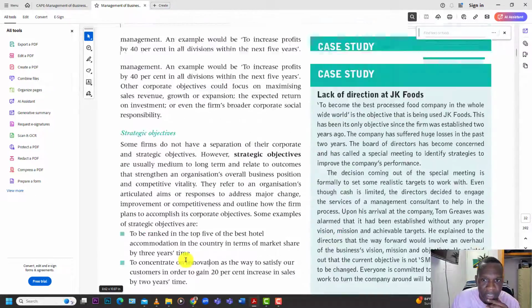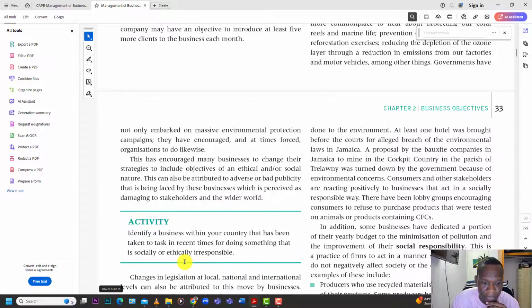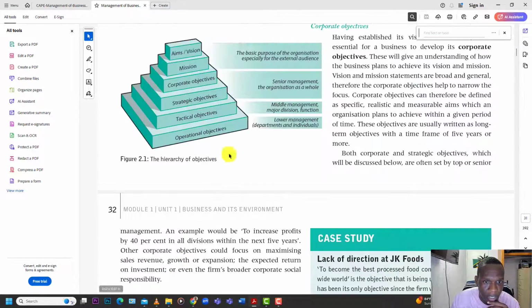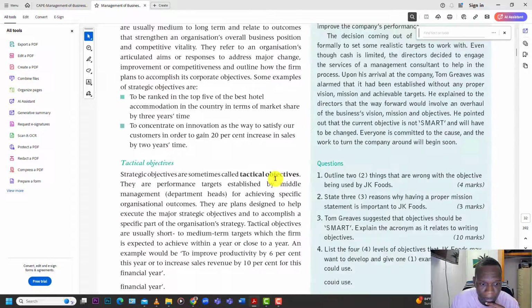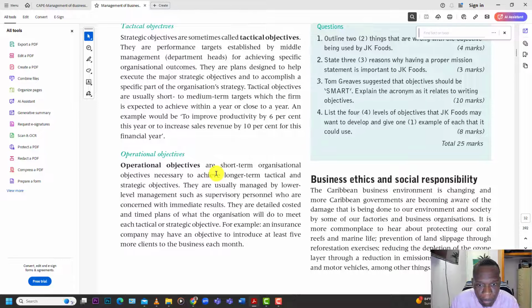And then we have the operational objectives. The last one on the pyramid, operational objectives, normally done by the lower management. So you see them here. Senior for the strategic and corporate, middle for the tactical, and for operational, we have the lower management. Short-term organizational objectives necessary to achieve longer-term tactical and strategic objectives. They are usually managed by lower level management, such as a supervisor, personnel who are concerned with immediate results. They are detailed, costed, and timed plans of what the organization will do to meet each tactical or strategic objective.